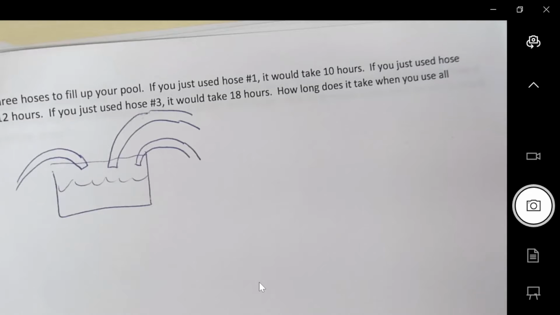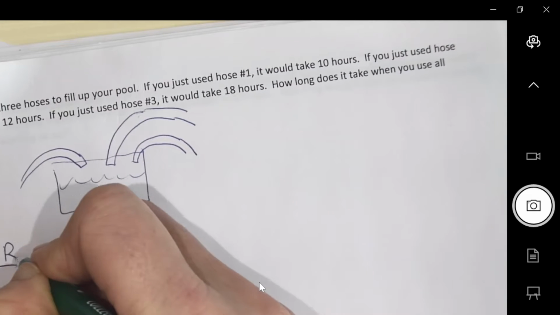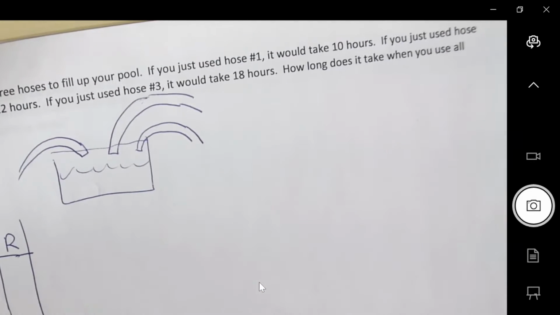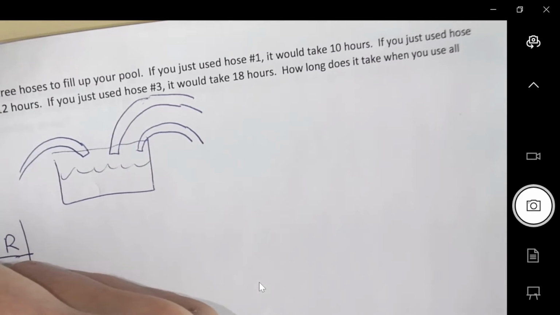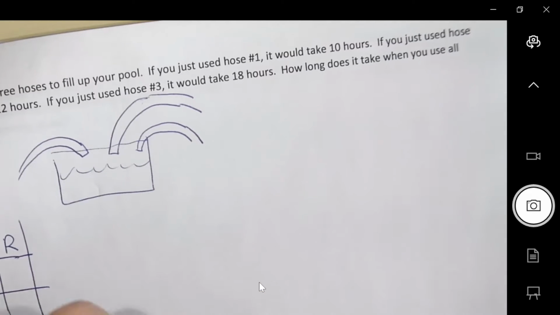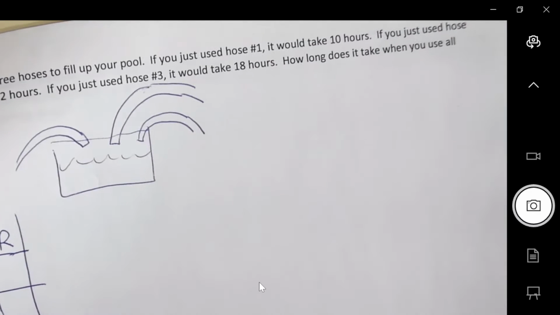Okay, this is a time and rate question. So give me the same T-chart. We have a time and a rate, and we're going to be using hose 1, 2, and 3. Remember, the definition of rate is somebody's time when they complete the job alone. That's the definition of a rate.